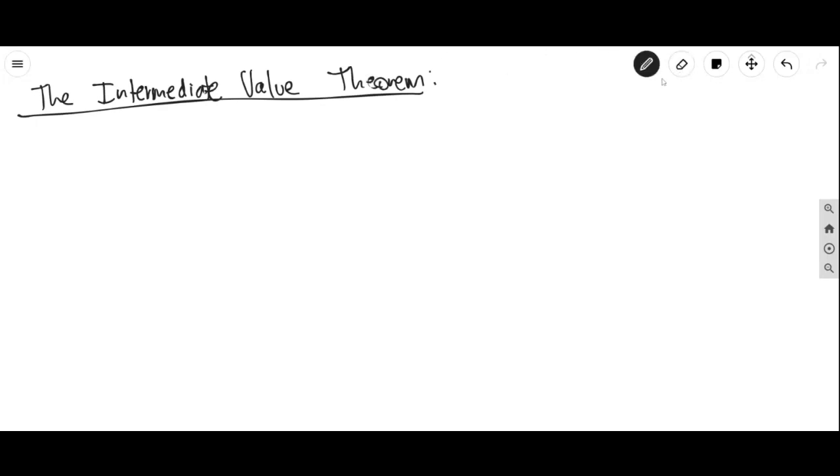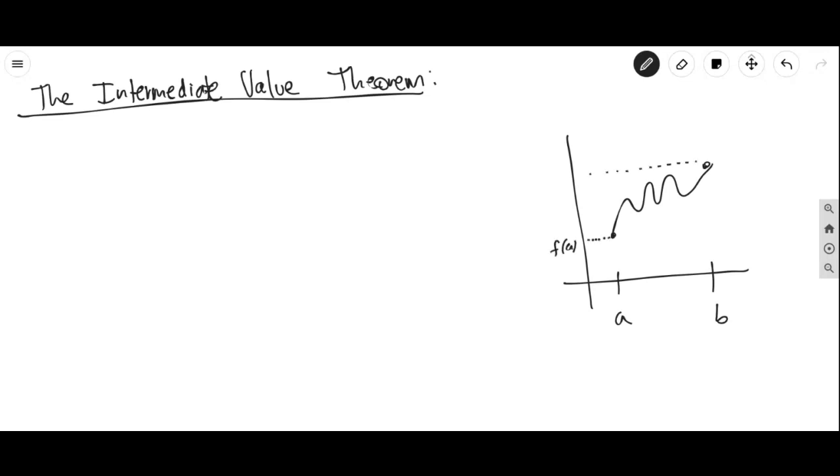So I want to just quickly draw a picture of what the intermediate value theorem is. The intermediate value theorem basically says this: if you have some kind of interval from A to B, and you have a function on this interval, and it goes something like this. So this right over here is f of A, this right over here is f of B. And the intermediate value theorem says that if you pick a number between these two, let's call it y.